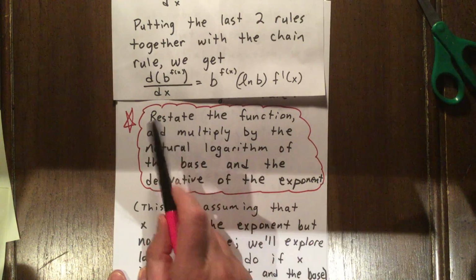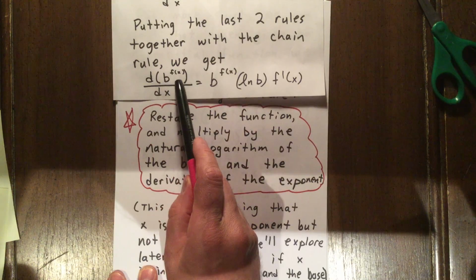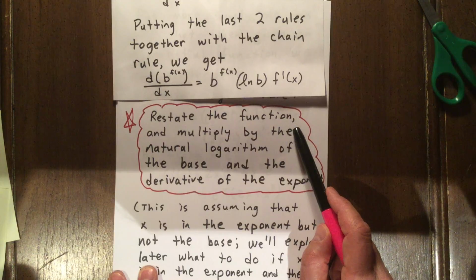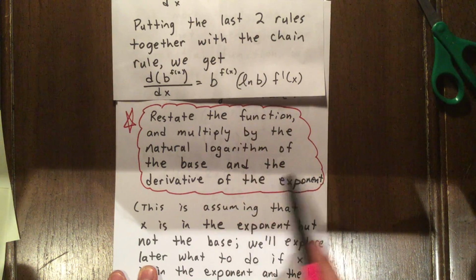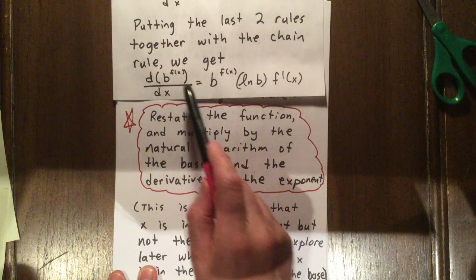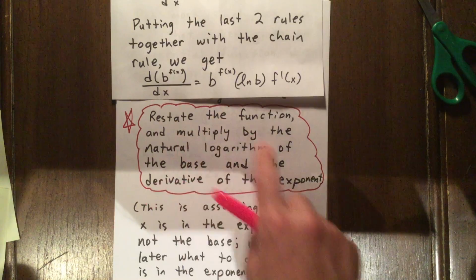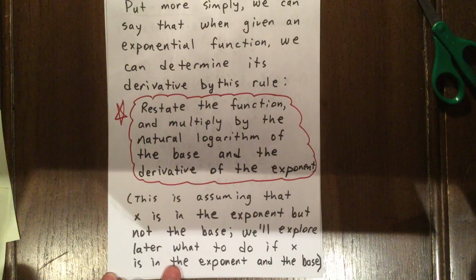What you do is restate the function. So if I want the derivative of b to the f of x, I restate the function, b to the f of x, multiply by the natural logarithm of the base, and the derivative of the exponent. The exponent is f of x, so we multiply by f prime of x. If you can remember that rule, that's going to get you through a lot.